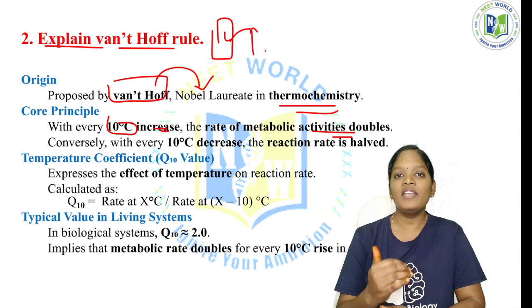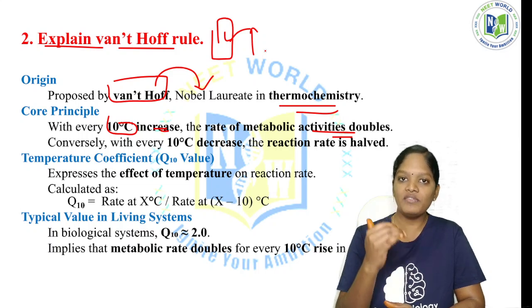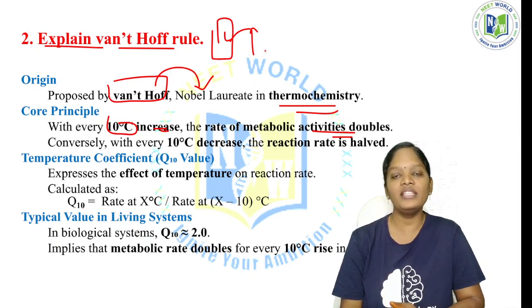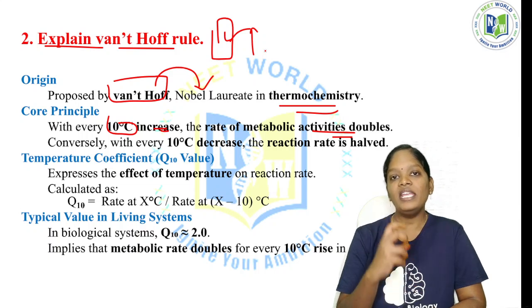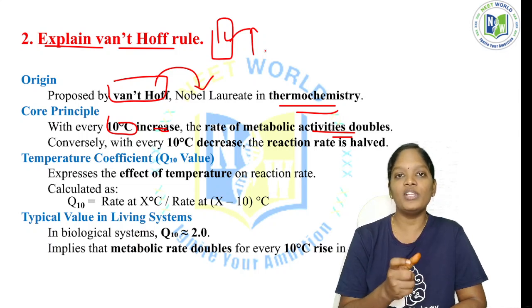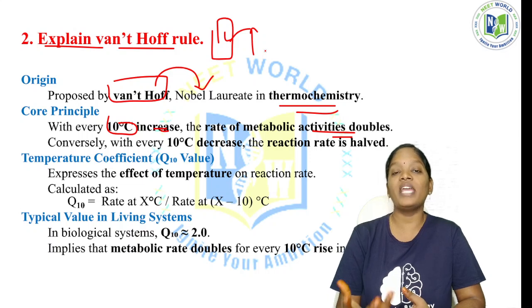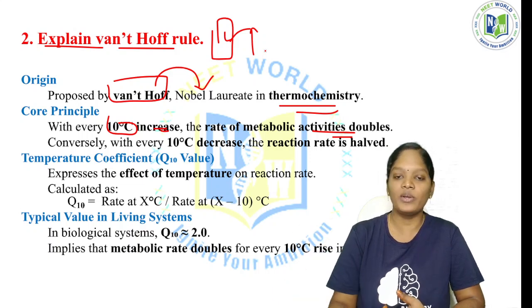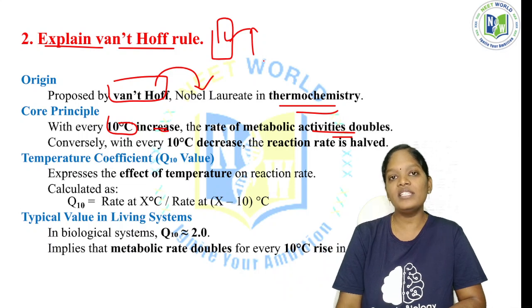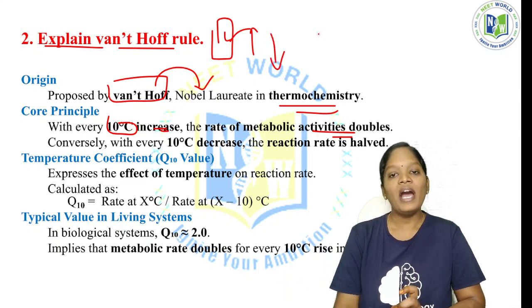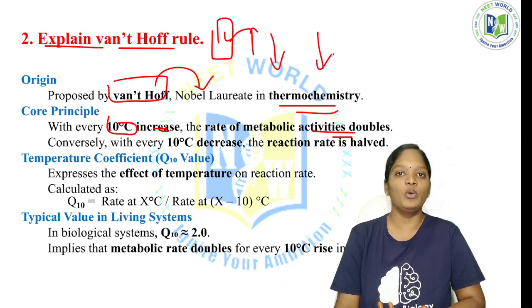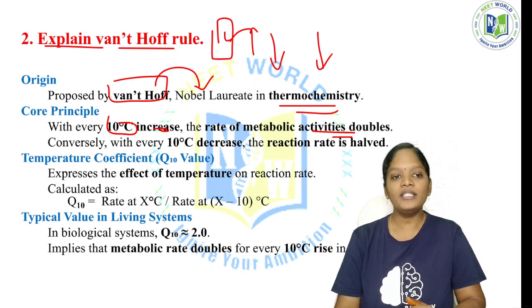Why? Because if the sunshine is higher, the temperature will be higher. As the temperature is higher, the digestion rate will be faster. Here the digestion is nothing but metabolism. Not only digestion, all the metabolic activities in our body will be higher when the temperature is higher. Whenever in the winter season the temperature is low, our metabolic activities will also be low.